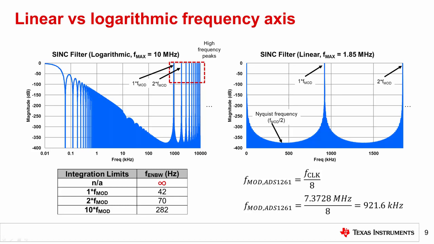Importantly, the logarithmic scale allows you to see how the high-frequency peaks at multiples of f-mod continue to repeat. Moreover, you can see how each new peak allows more noise to pass through as frequency increases. As a result, if you tried to find the area under the curve using integration, you'd find that the sinc filter's effective noise bandwidth is infinite, as shown in the table.